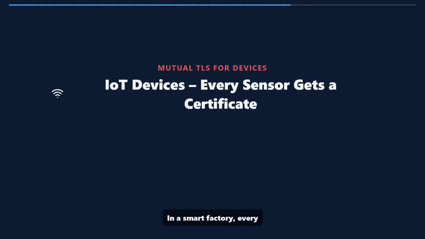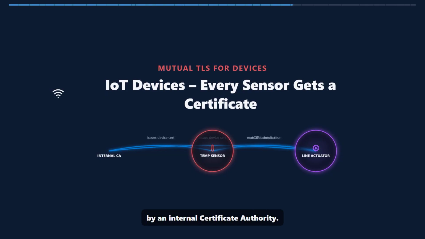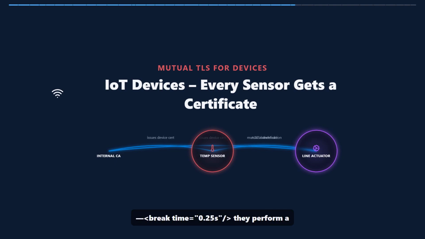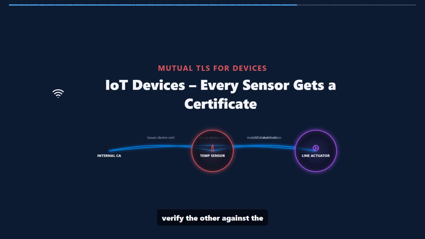In a smart factory, every sensor and actuator gets its own certificate, just like a server does. These are issued by an internal certificate authority. When a temperature sensor needs to send data to an assembly line actuator, they don't just trust each other blindly. They perform a mutual TLS handshake. Both devices present their certificates, and both verify the other against the trusted root.